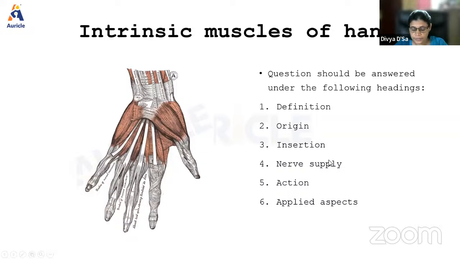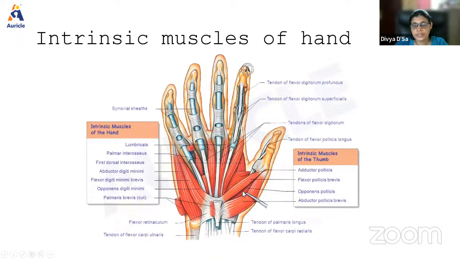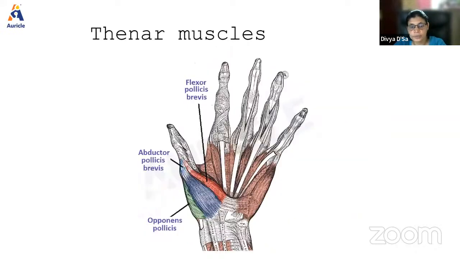We have the thenar muscles and the hypothenar muscles. Thenar muscles are to the thumb. Hypothenar muscles are to the little finger. Then we have the lumbricals and the interossei muscles, that is the palmar and dorsal interossei. The thenar muscles are the muscles of the thumb. We have three: the abductor pollicis brevis, opponens pollicis, and flexor pollicis brevis.